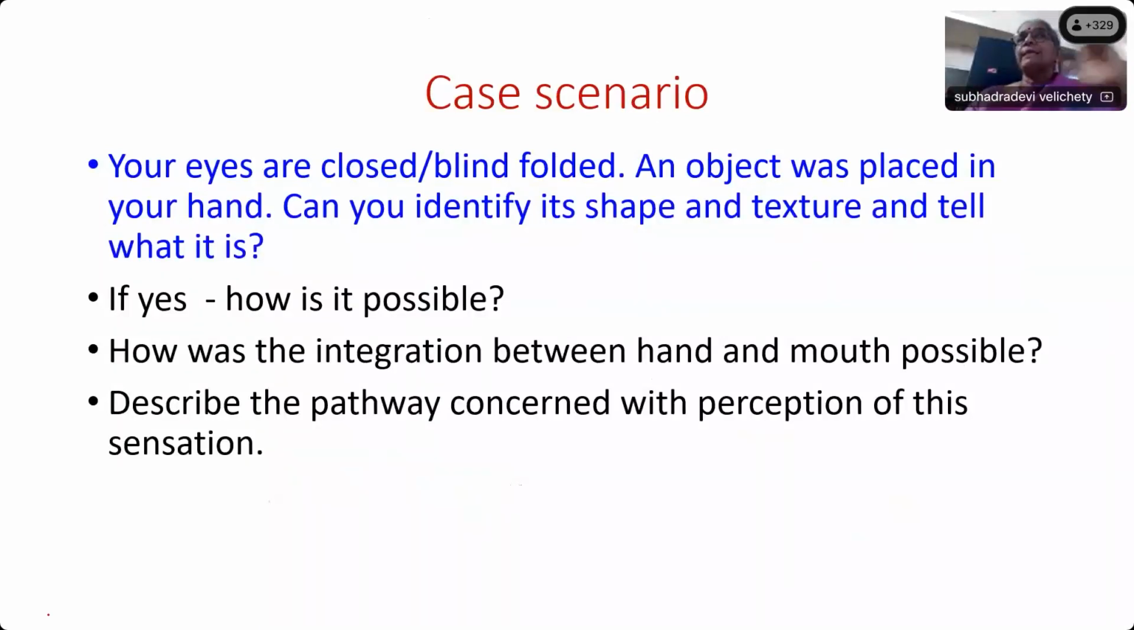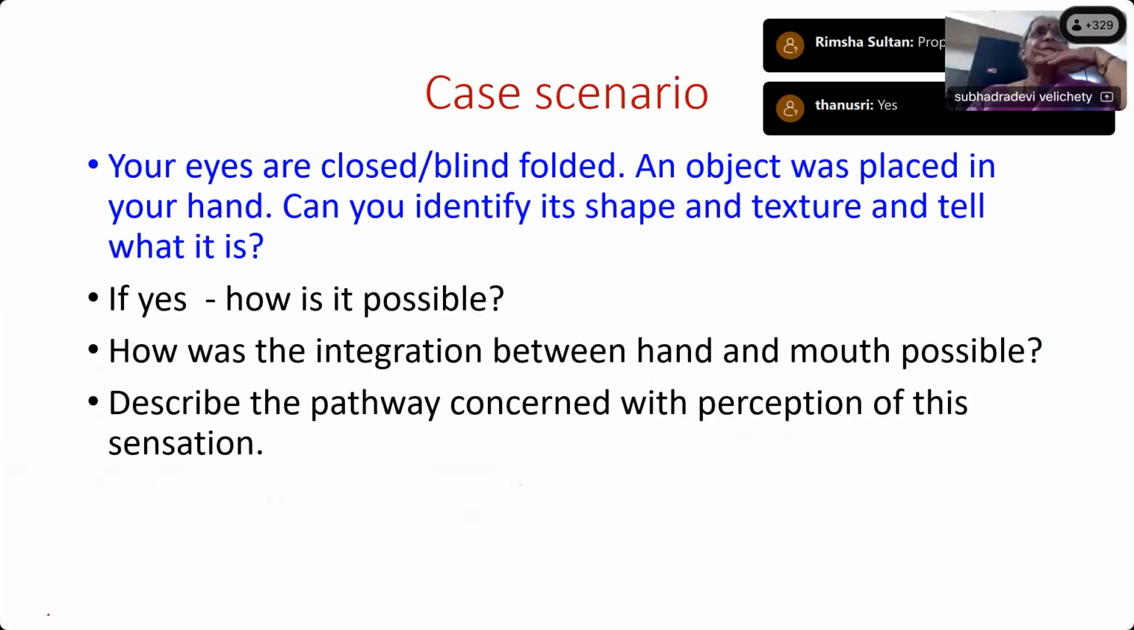And this is another one. All of you start thinking about it. Maybe I will close with this one also if required. So your eyes are closed, blindfolded. An object was placed in your hand. Can you identify shape and texture and tell what it is? If yes, how is it possible? How was the integration between hand and mouth?